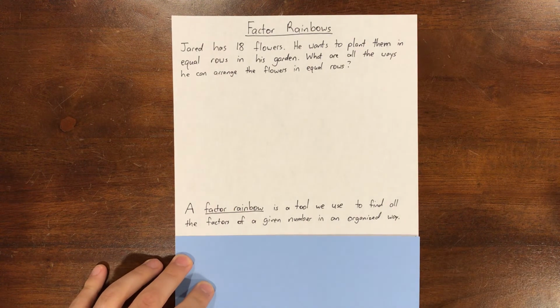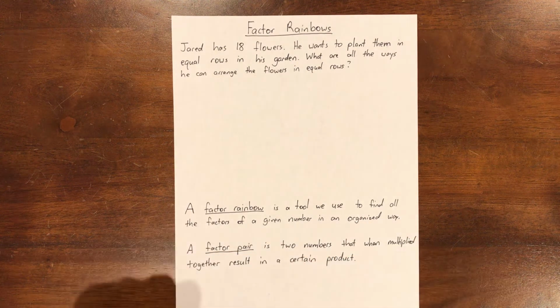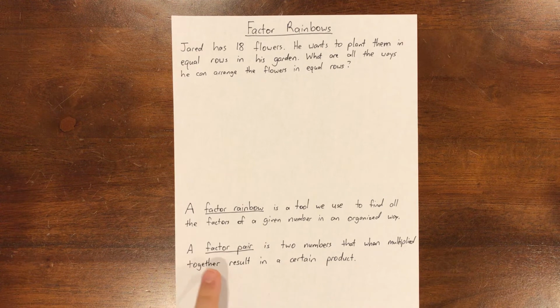What do you think a factor pair is? Say it out loud. You might have said that a factor pair are two numbers that are multiplied together to get a certain product. I want you to read this with me. Get ready? Go. A factor pair is two numbers that when multiplied together result in a certain product.